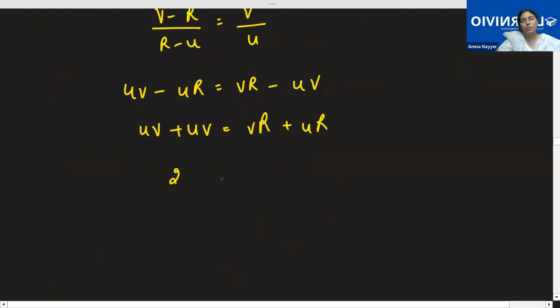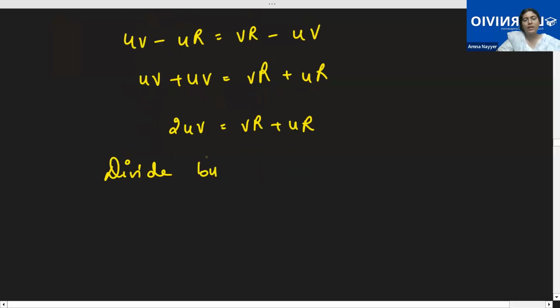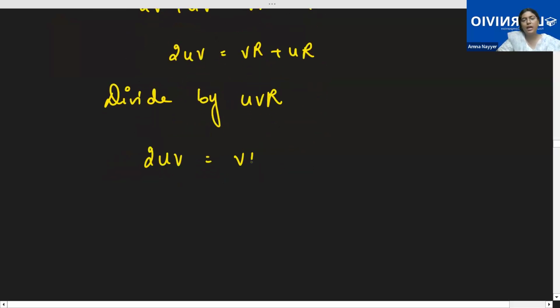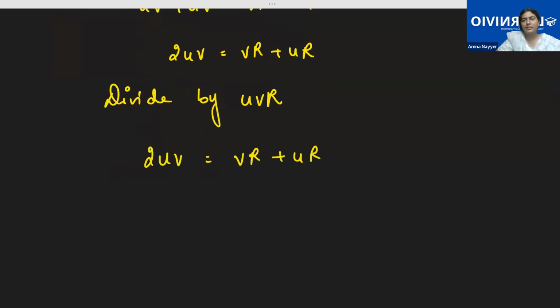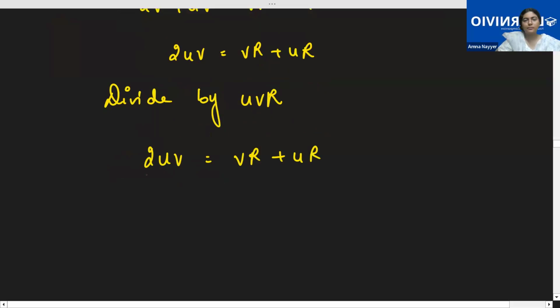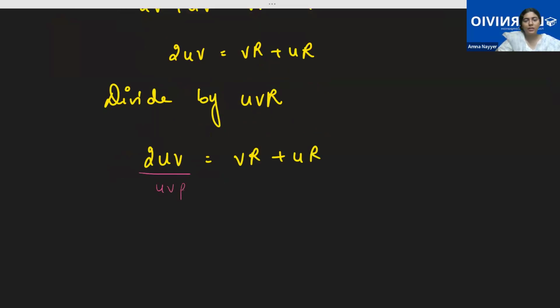This makes it 2UV is equal to VR plus UR. What we'll obtain? What is the equation? 2UV is equal to VR plus UR. Let's divide it by UVR.